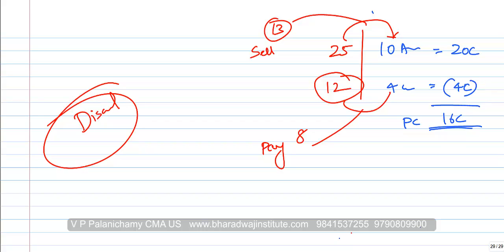Then what is the difference? 2 entries will be extra. We are going to get which one? Purchase consideration. For this we have to pass a separate entry. Start. Sale of a firm to a company, below that.